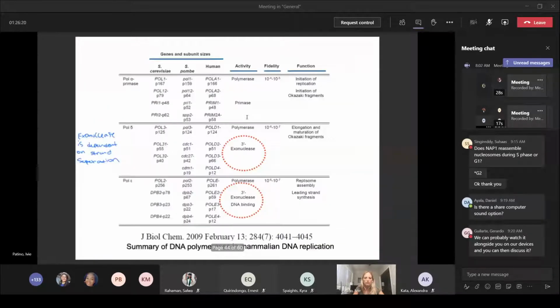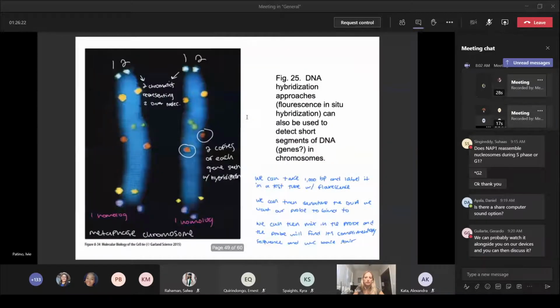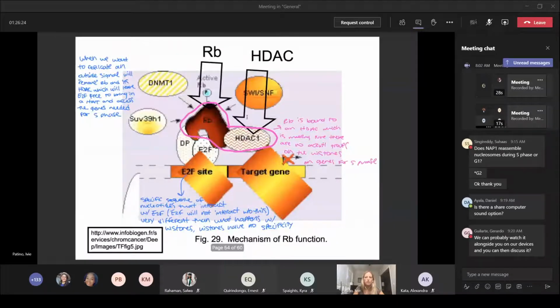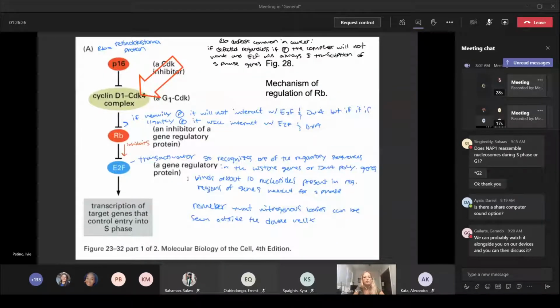You can't go back. Transactivators, if you guys don't remember, will recruit a HAT. And if you remember what a HAT does, it will add acetyl groups to those histones and remove their positive charge, so that they're not associating so tightly with DNA. So we will loosen our chromatin and make our DNA accessible.